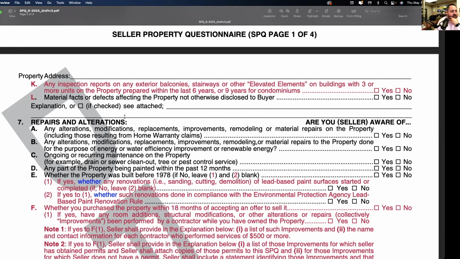If yes, such renovations done in compliance with the Environmental Protection Agency lead-based paint renovation rule. Again, it's only if you, the seller, are aware. If I don't know, the person who did the work on my property built before 1978, if I don't know that they did it with this EPA lead-based paint removal rule, then the answer is no.